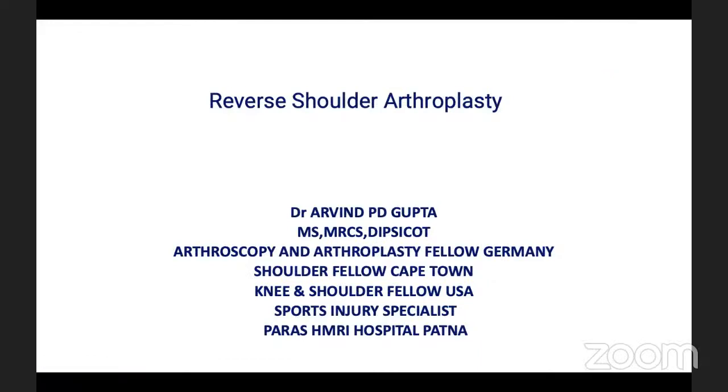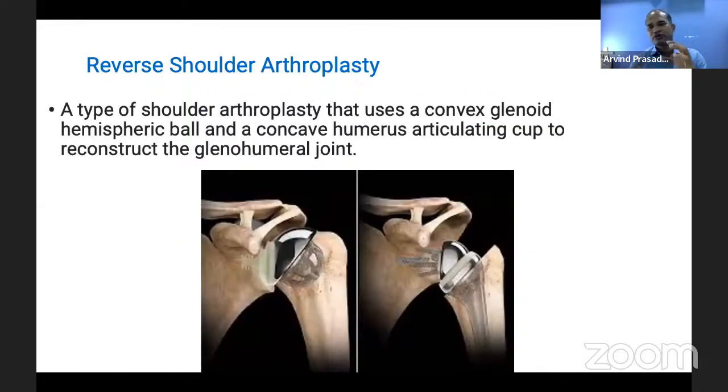Yes, sir. Perfect, sir. So, today's topic is reverse shoulder arthroplasty. In reverse shoulder arthroplasty, the glenoid becomes convex and the humeral head becomes concave. That is opposite to the normal anatomy. That is the normal total shoulder arthroplasty in which the glenoid is concave and the humeral head is convex. But in reverse shoulder arthroplasty, the glenoid becomes convex and the humeral head becomes concave.